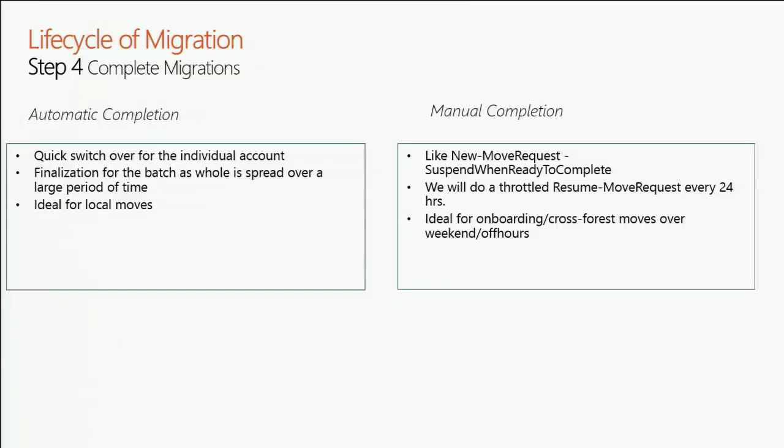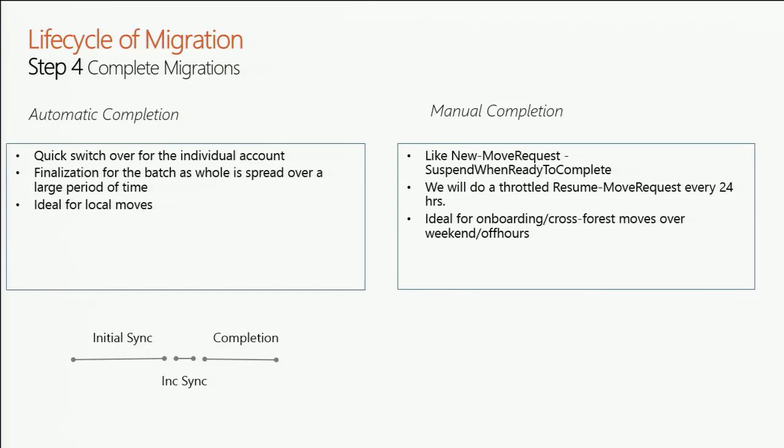There are actually two completion models. There is the automatic completion and the manual completion. Let me talk to you about what each one is. In automatic completion, a batch goes through an initial sync phase and then goes through a very small incremental sync and quickly completes. There is no tenant admin intervention. So when you create the batch, it will automatically complete and switch over.